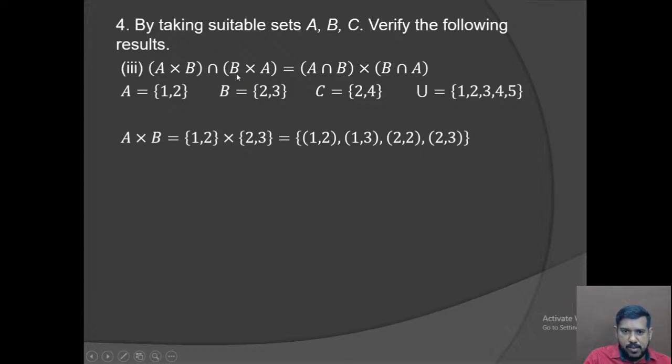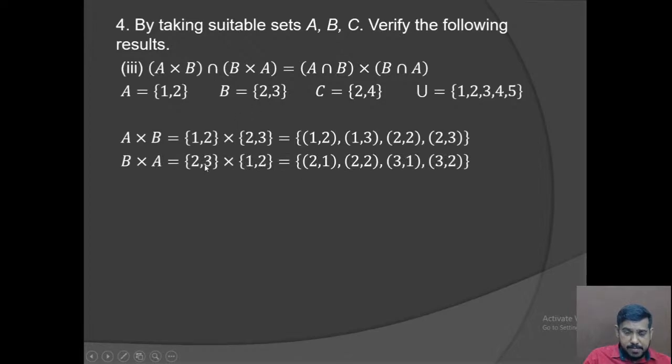Okay. Now we have to find B cross A. So take the B set first, then the A set second. Now here also the first element: (2,1), (2,2), (3,1), (3,2). Can you understand? Okay, so that is what is written here. Right. Now here also 4 elements.